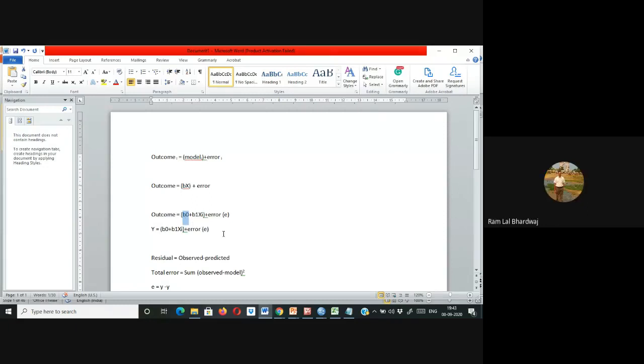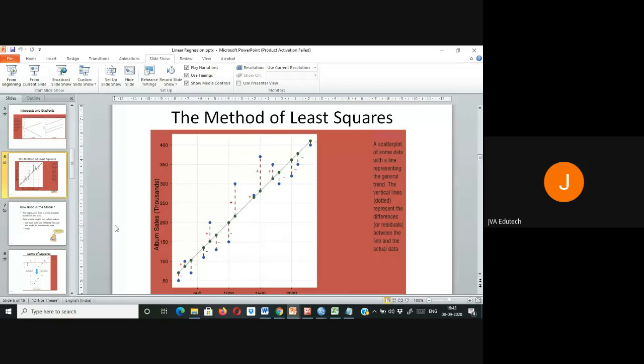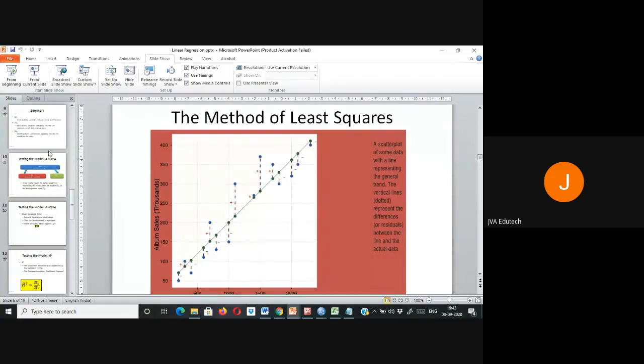Now, let's come to the assumptions of a linear model, and let's do a linear regression. Before going for that, let me give you a few concepts of the assumptions of a linear model, that is, what the assumptions should be.